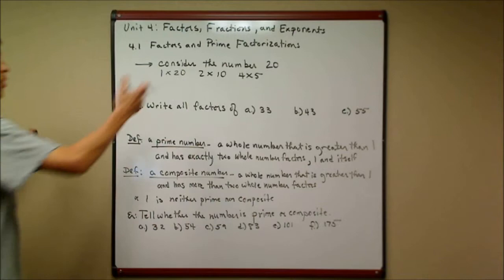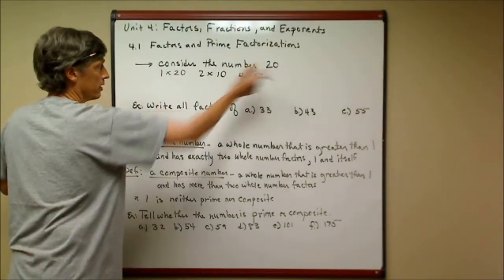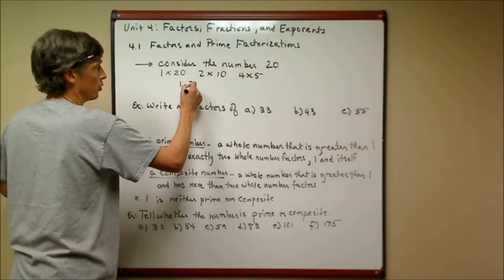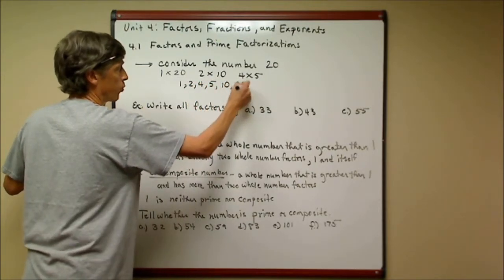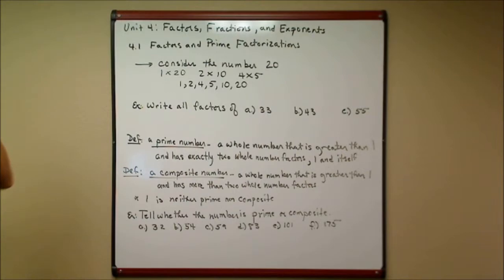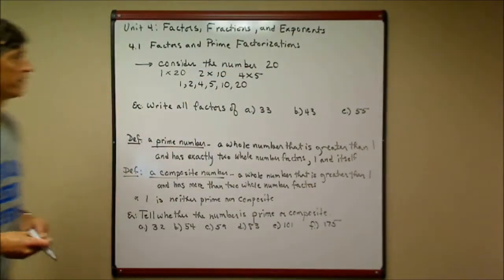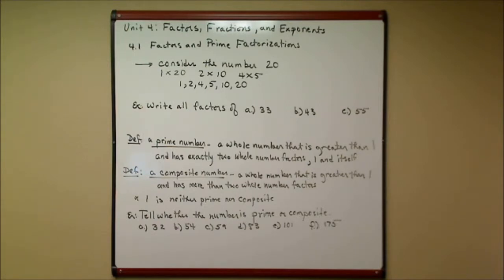So if I said, what are all the factors of 20? That would be 1, 2, 4, 5, 10, and 20. Of course, 1 is always a factor because 1 divides into any whole number. And the number itself is a factor because it divides into itself one time.